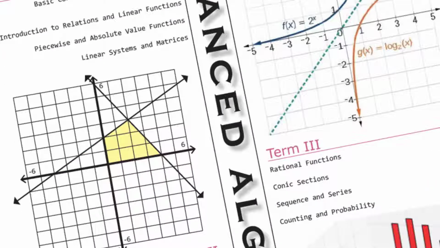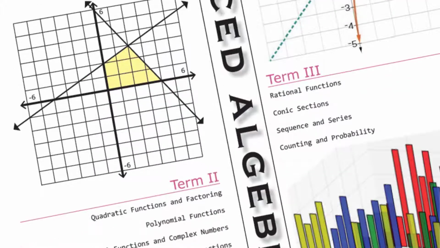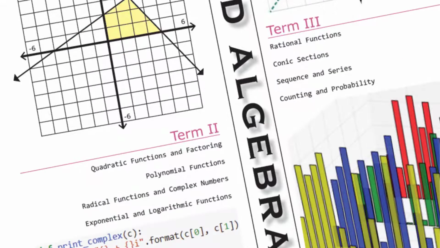Term 3, to wrap up the year, we do conic sections like hyperbolas, parabolas, sequence and series, and also, like I mentioned before, the probability unit. So here is a Python graphical application that the students can take their simulations and display them in a graph.